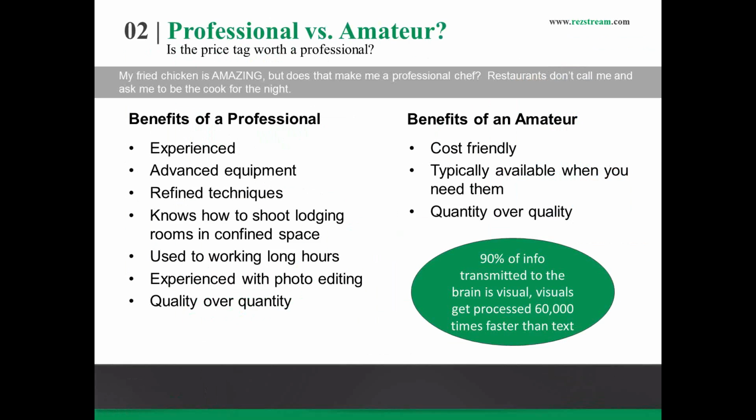Here's a really good stat. 90% of info transmitted to the brain is visual, and visuals get processed 60,000 times faster than text. And that goes back to the stat previously. With visuals, people can process things a lot quicker. People can go from page to page. They're looking at your rooms, your accommodations, the specials you offer.